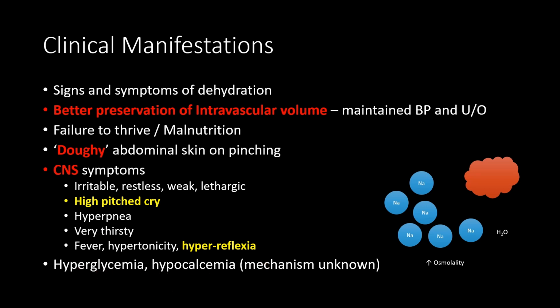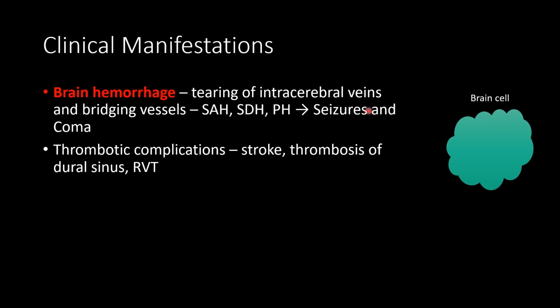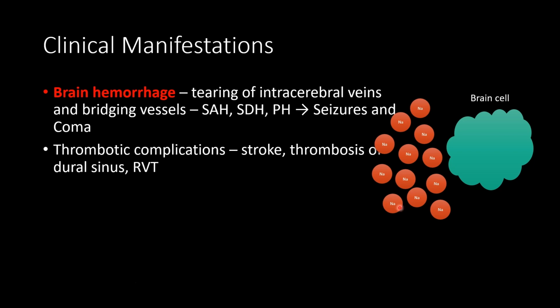So as we discussed, the brain cell will have hyperosmolarity outside. Hyperosmolarity outside means the water will move from inside the cell to outside the cell. That will cause the brain to shrink.